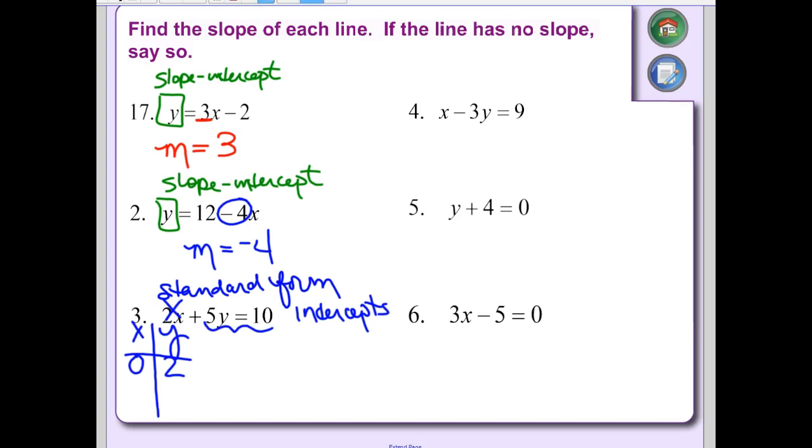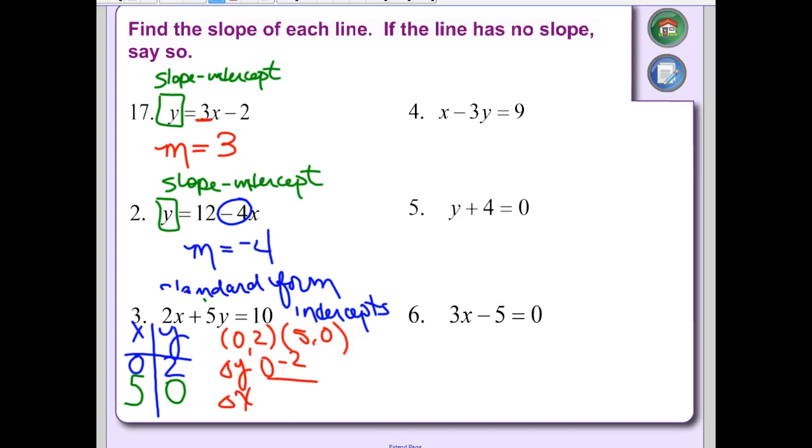We found our y-intercept. Now we need to go back and find our x-intercept. So that means we're going to make this 0. So we've got 2x equals 10. So what does x equal? X equals 5. Remember, we made y 0. And so there's my 2 points. And so now we use our slope formula. We've got 0, 2. We've got 5, 0. So there's my 2 points. Change in y's, we've got 0 minus 2, over my change in x's, which is 5 minus 0. So we get -2/5.